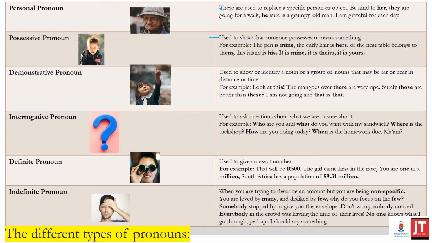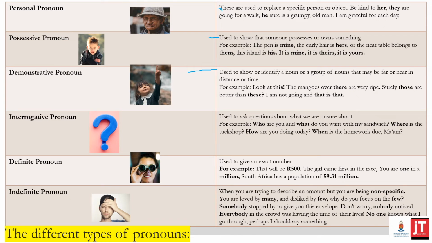Okay, then we've got the demonstrative pronoun. Remember it the same way you remember the demonstrative adjective. Okay, demonstrate, showing, pointing out something. Look at that plane. That was the one that we used for adjectives. Okay, let's have a look here. Okay, so it's used to show or identify a noun or a group of nouns that may be far or near in distance or time.